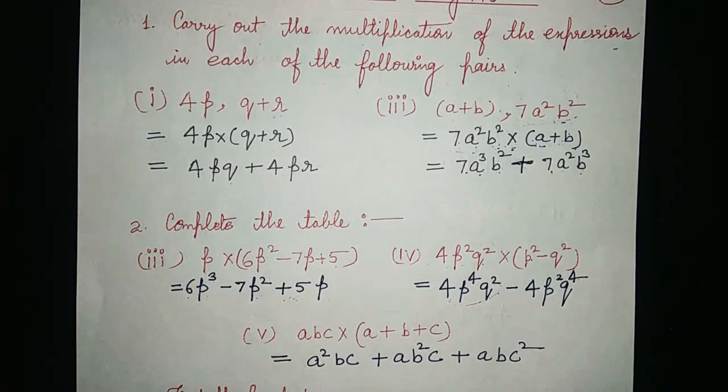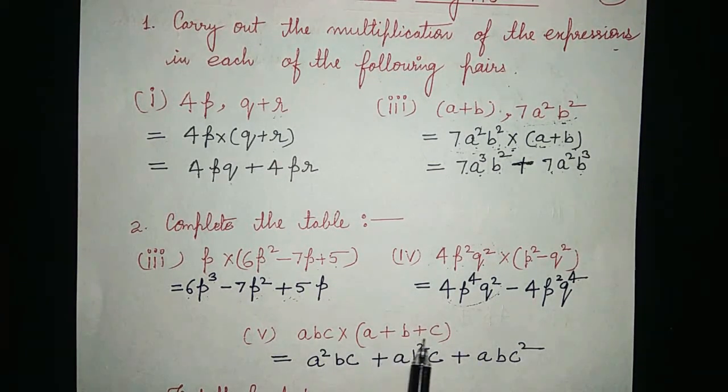Now solve question number 2, fifth part. Here a, b, c is the second expression. A plus b plus c is the first expression in the table. When we multiply, first we will write the monomial, then we will write this trinomial. Now we will start multiplication. Just like the rest of the parts, we will solve this question also.